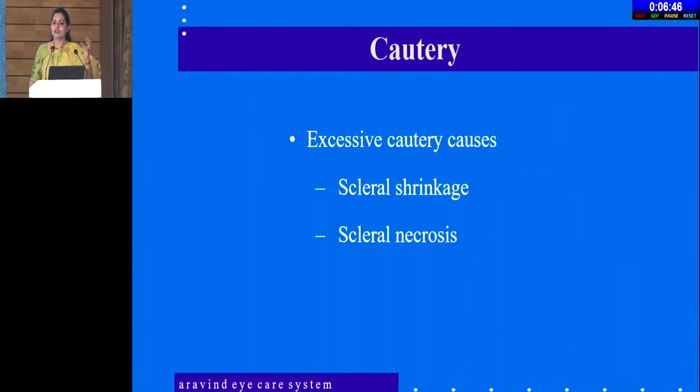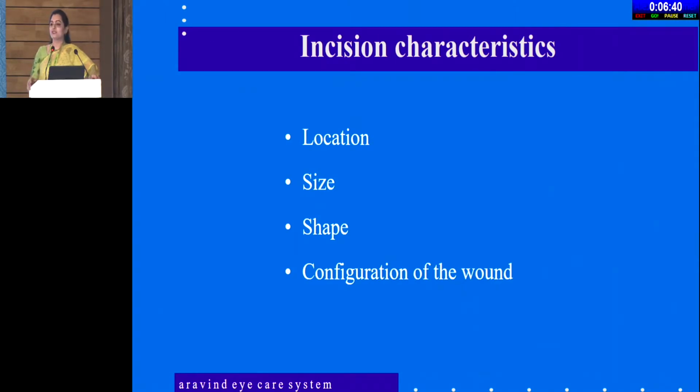Excessive cautery will again cause scleral shrinkage, which can also induce astigmatism. And so next, incision characteristics. I'm happy that Dr. Deva Prasad has already mentioned so many of it. So as we all know, the location of the incision, the size, the shape, and how you configure the wound is very important. And location, as I already mentioned, it is better to place your incision in the steepest meridian.